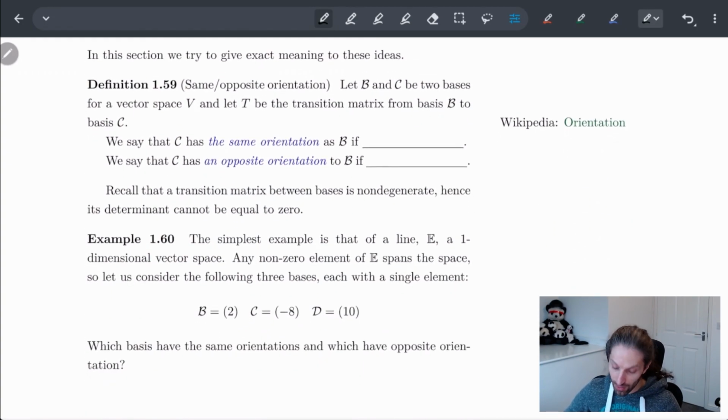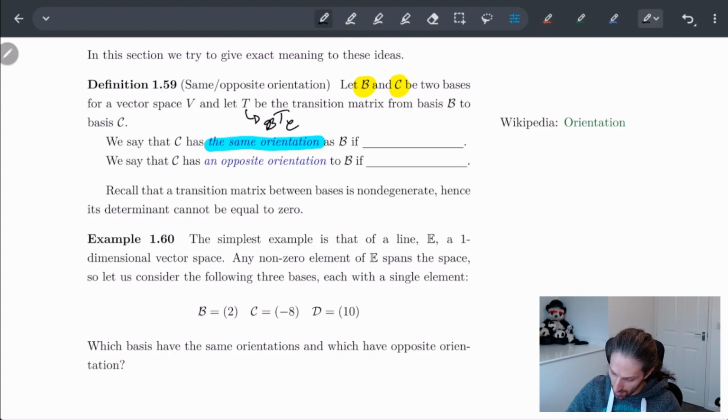So we're going to start off with two bases, B and C. We need something to compare, right? Two things have to be the same or opposite, so we need two things. So two different bases for the same vector space V. And we let T be the transition matrix from the basis B to the basis C. So what we're going to say is that B and C have the same orientation, so C has the same orientation as B.